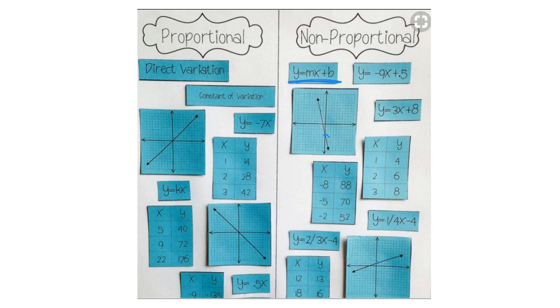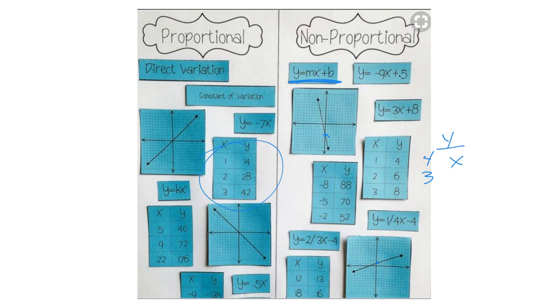The table is not constant. If you take y divided by x, it will not be the same value like it is over here. 4 divided by 1 is 4. 6 divided by 2 is 3. And then 8 divided by 3 is a decimal. So they will not match.